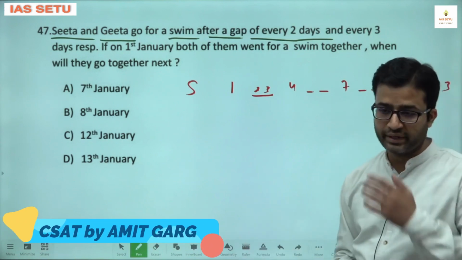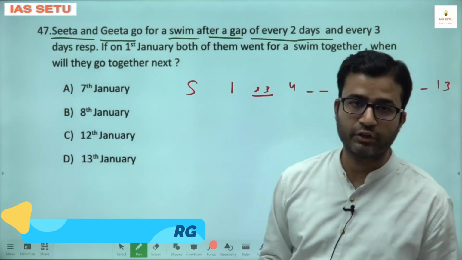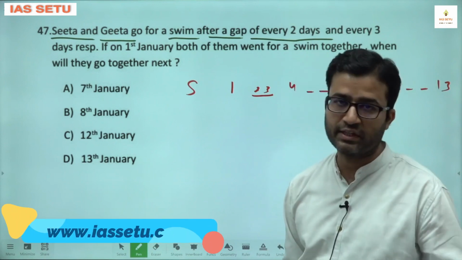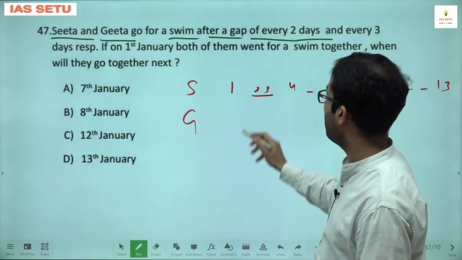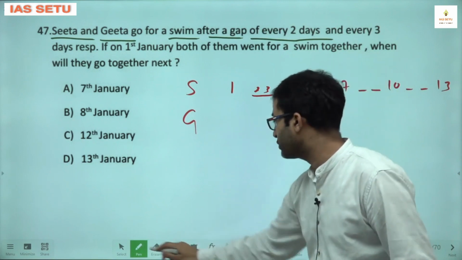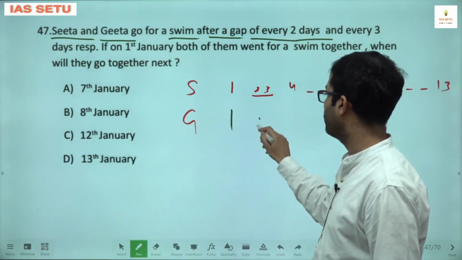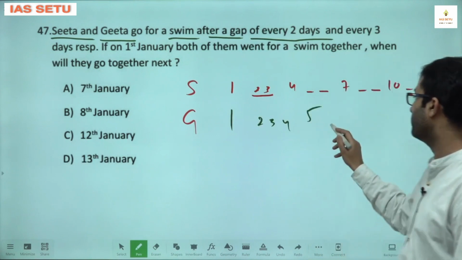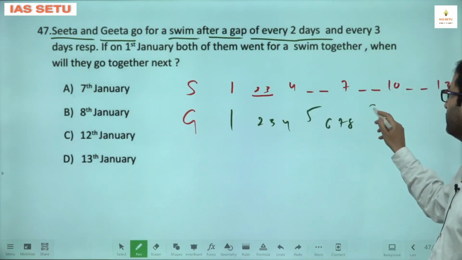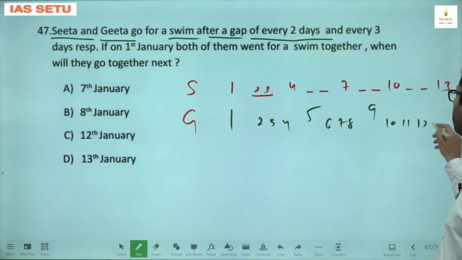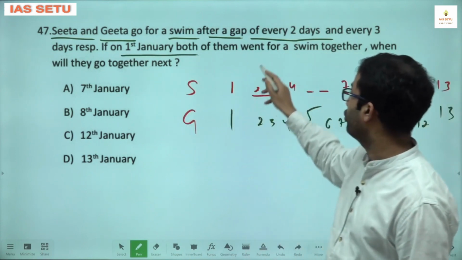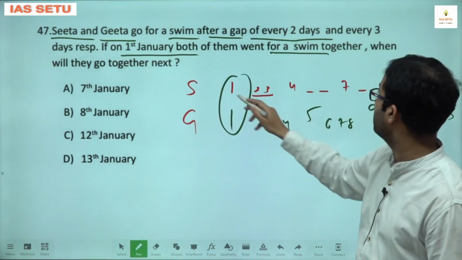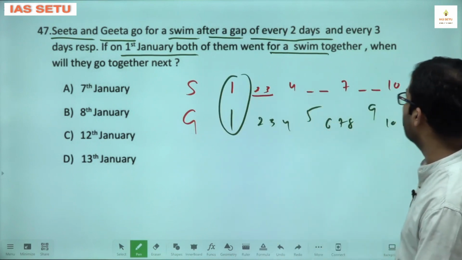Like some people take a subscription and go on the first day, then 2 days off, a gap of 2 days. Geeta, after a gap of 3 days, goes on the first day, then 2, 3, 4 off, 5, 6, 7, 8 off, 9, 10, 11, 12 off, 13. So if on 1st January both of them went for a swim together, when will they go together next?